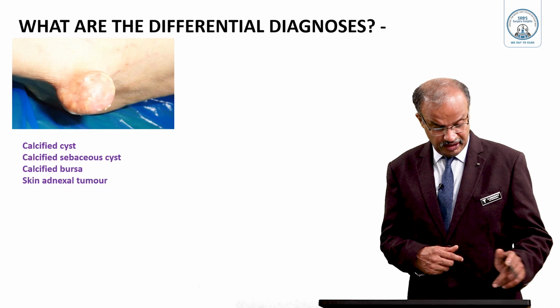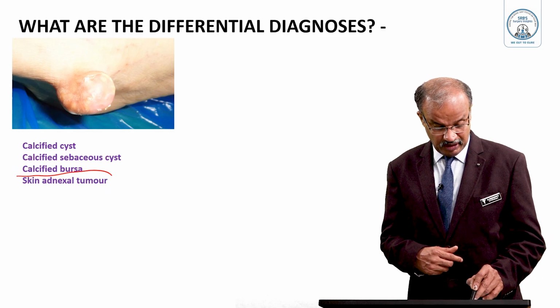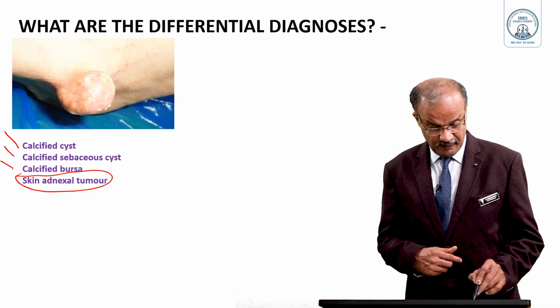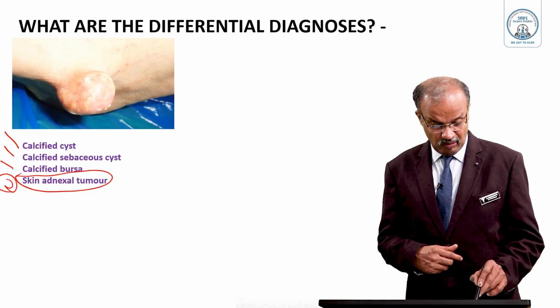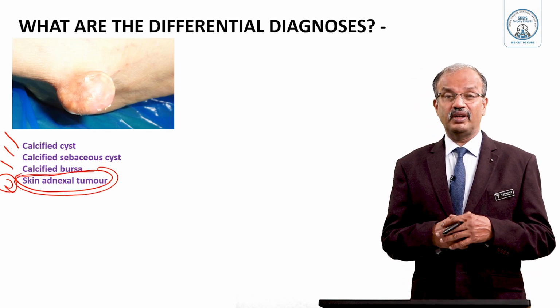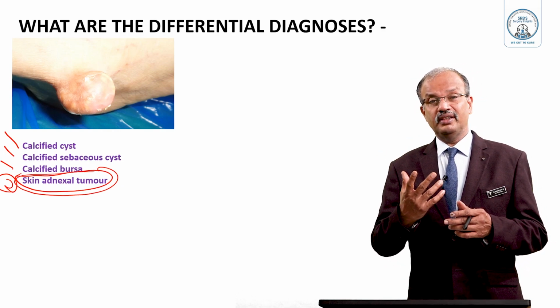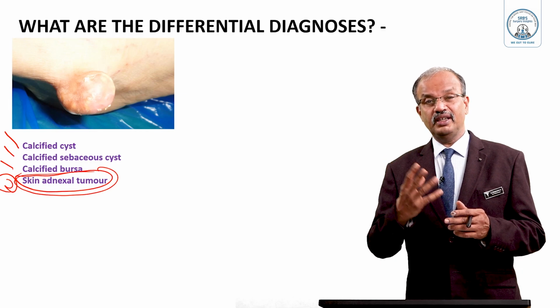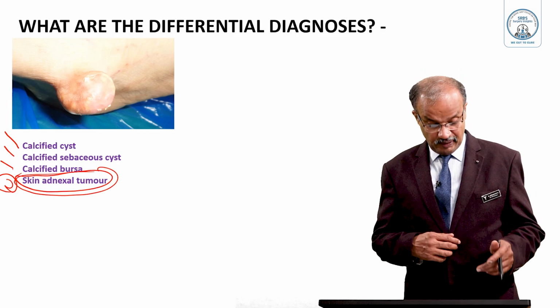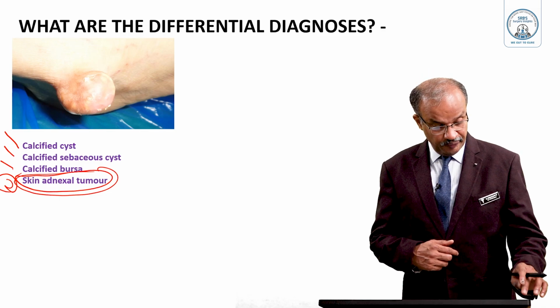And skin adnexal tumor, less likely, but you have to keep it in mind. Mainly, first think of calcified bursa, calcified sebaceous cyst, or calcified any cyst as such. The second possibility may be uncommon, but anything arising from the skin can be a skin adnexal tumor. You know that sweat gland, sebaceous gland, hair follicles are the three skin adnexa. The tumor can arise from any of these three entities, so they are called skin adnexal tumors.